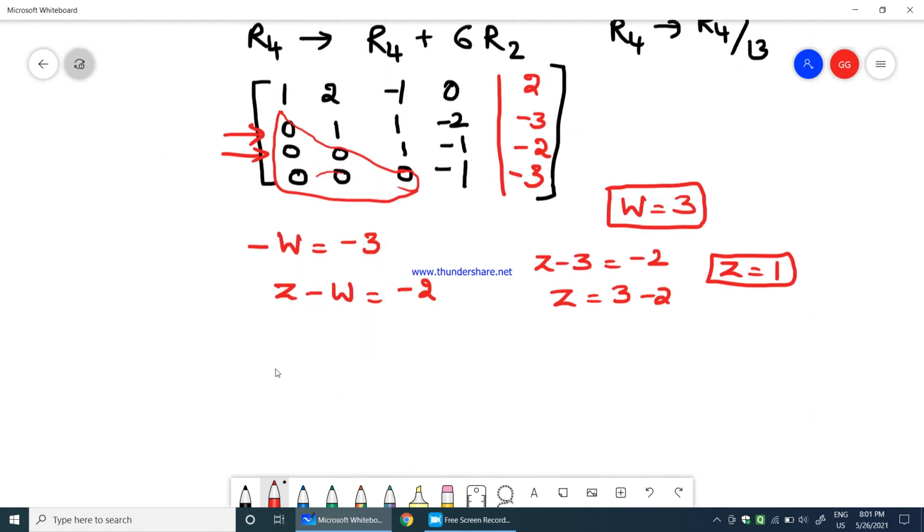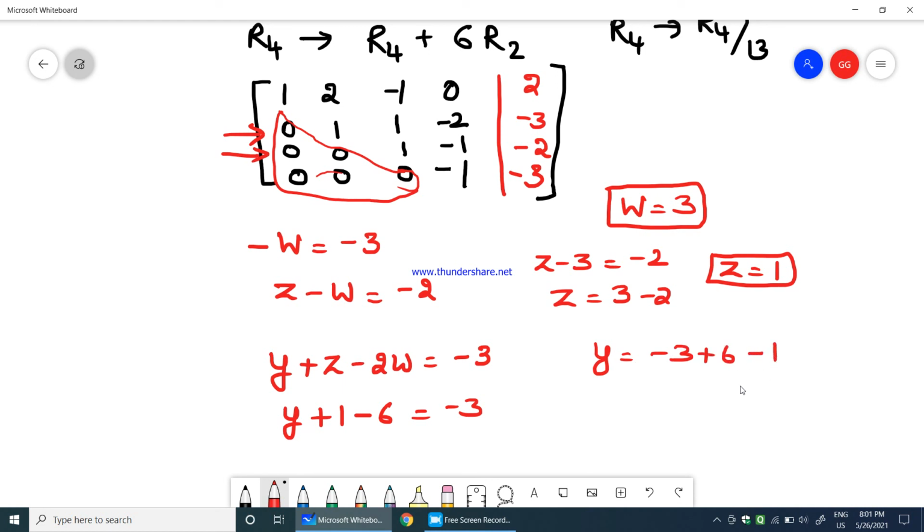The third solution is in the second row, it is y, so I can write the equation. So it is y plus z minus 2 times w equals minus 3. Now I got 1, so I will substitute for z. Then I got 3 for w, so I will substitute w as 3. So 3 into 2 is 6 equals minus 3. Therefore y equals minus 3 plus 6 minus 1. So y is 6 minus 3 is 3, 3 minus 1 is 2. So I got y to be equal to 2.